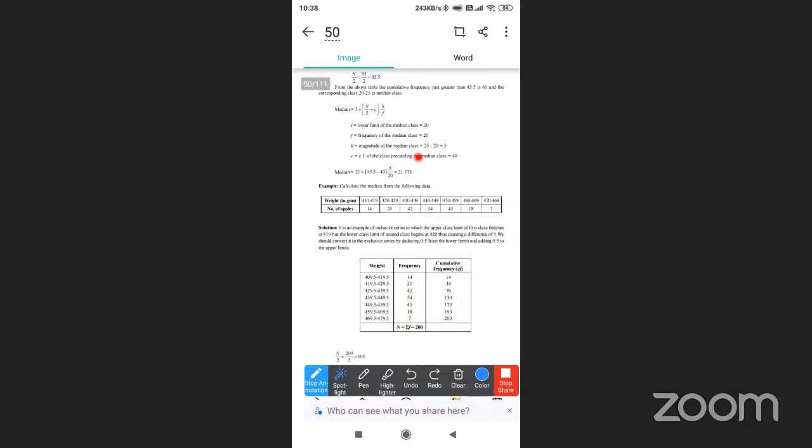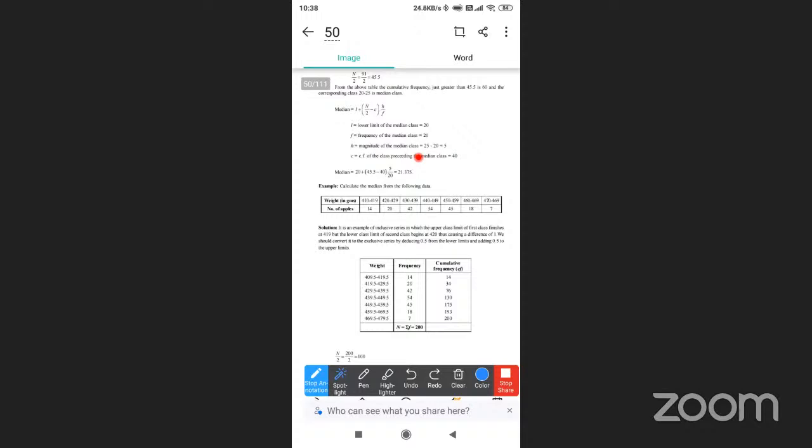Sir, how is L equal to 20, sir? L equal to 20, the lower limit of the median class. We already found the median class, 20 to 25 is the median class, isn't it? Okay, sir. In that, sir, how is the CF 40? One minute. In that 20 to 25, L equals 20, that means the lower limit of the median class.